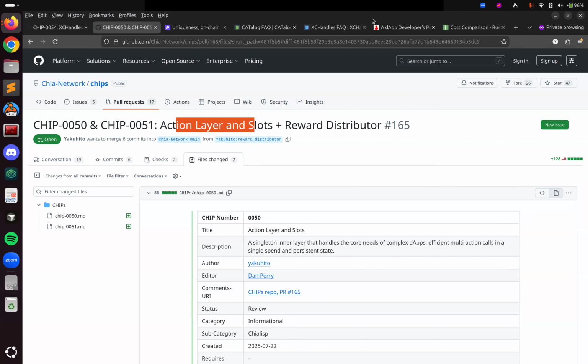Next, let me just try to move this bar I see here a bit. Perfect.